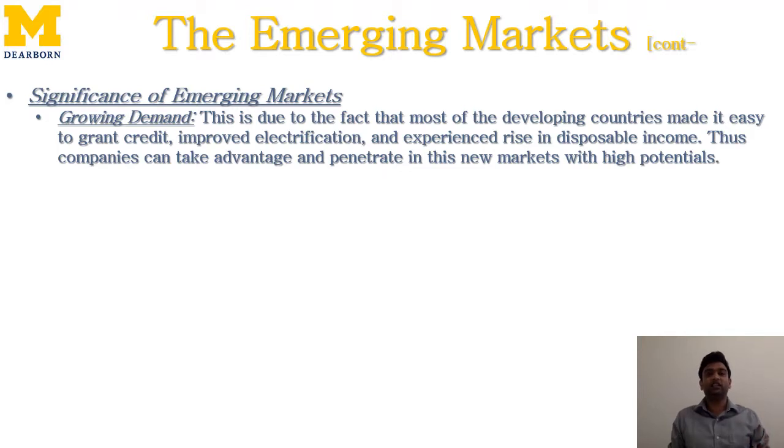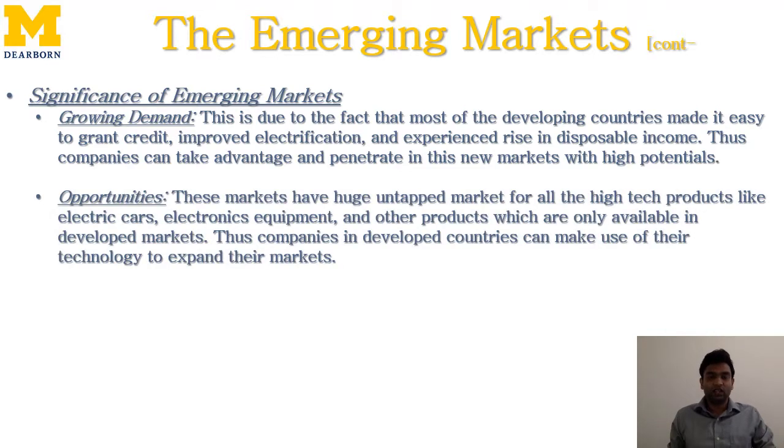Due to this, there has been an increase in the disposable income of the people in these countries. By disposable income, we mean the income that is left with the people to spend after taxes are deducted from their income. It has increased over the decade, and that's why people are ready to spend on high-end products and are trying to match the standard of living of people in developed countries like the United States. The second reason why companies should look into these emerging markets is the opportunities.